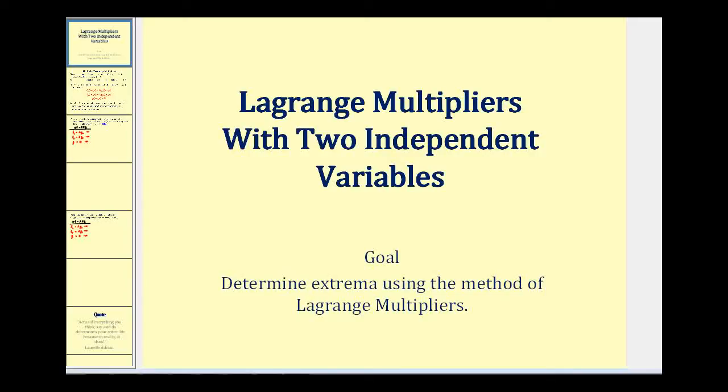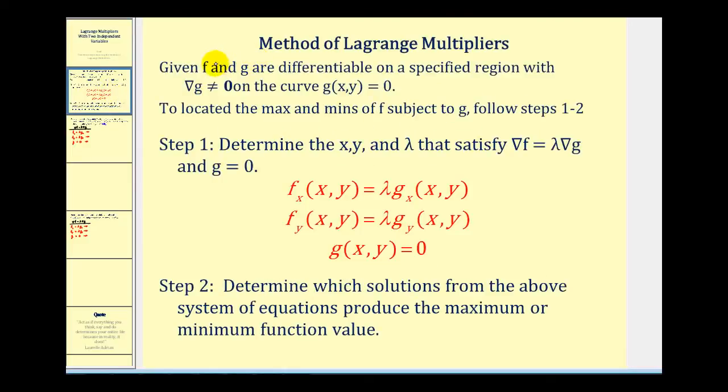Welcome to a lesson on Lagrange multipliers with two independent variables. The goal of this video is to determine extrema using the method of Lagrange multipliers. So if we're trying to maximize or minimize f with a constraint g, if they are both differentiable on a specified region and the gradient of g does not equal the zero vector on the curve g of x, y equals 0, we'll follow the following two steps to locate the max and mins of f.